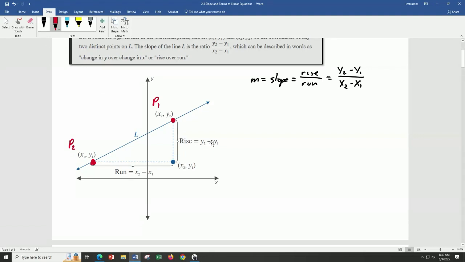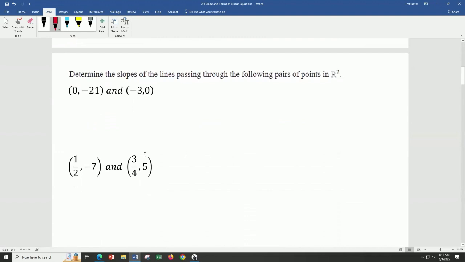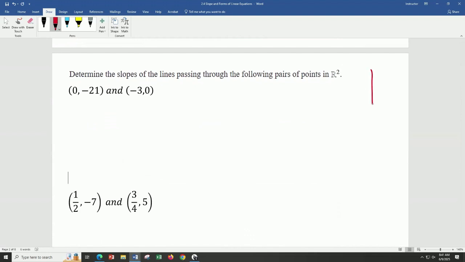Let's do a quick example here. It gives us a little bit of room. Determine the slopes of the lines passing through the pairs of points in R squared. Remember, R squared, don't be freaked out by the terminology. We're calling R squared the Cartesian plane because this is a real and that is a real. Okay, that's why they're calling it R squared. So determine the slope of those 2 points.